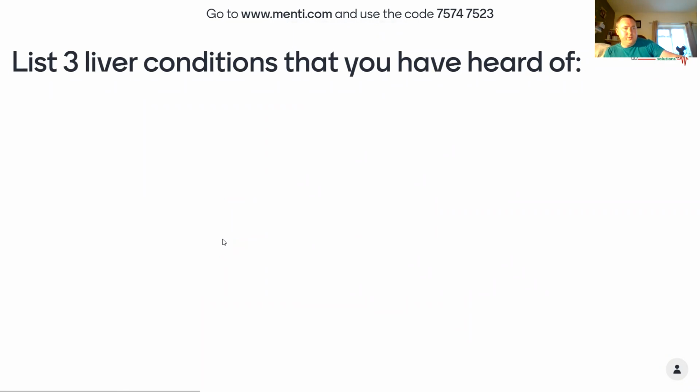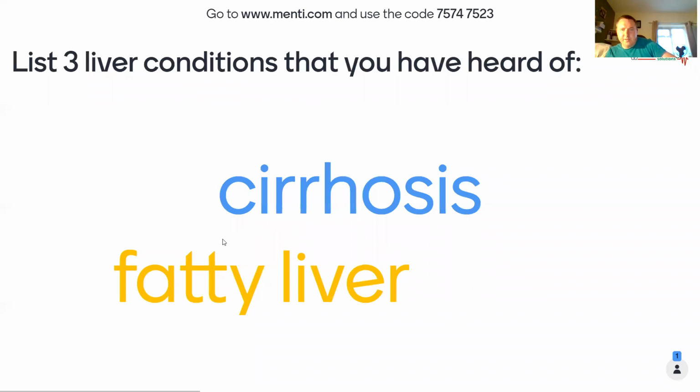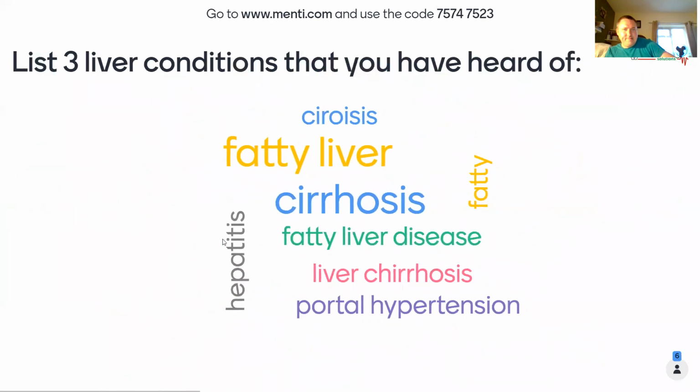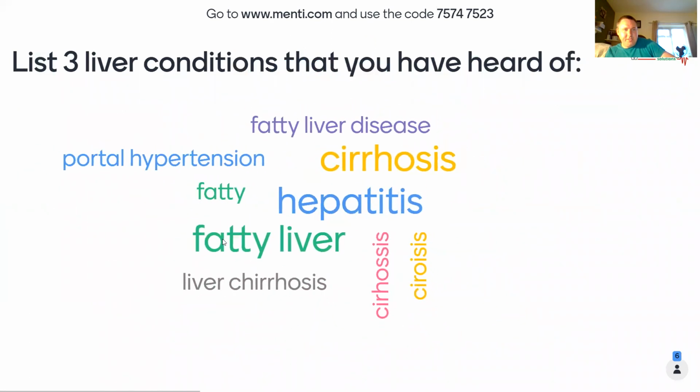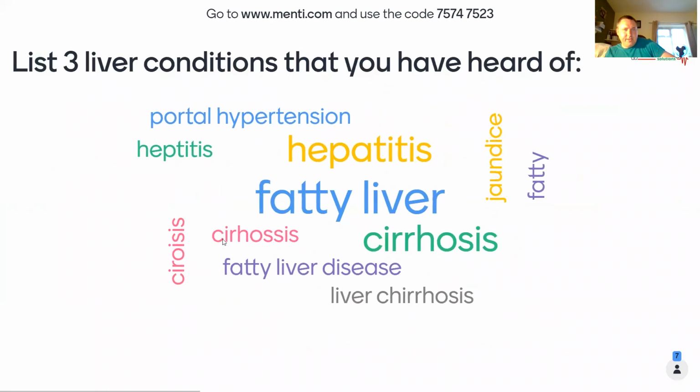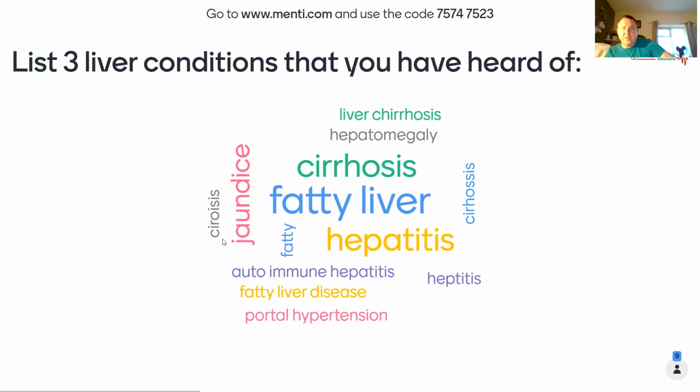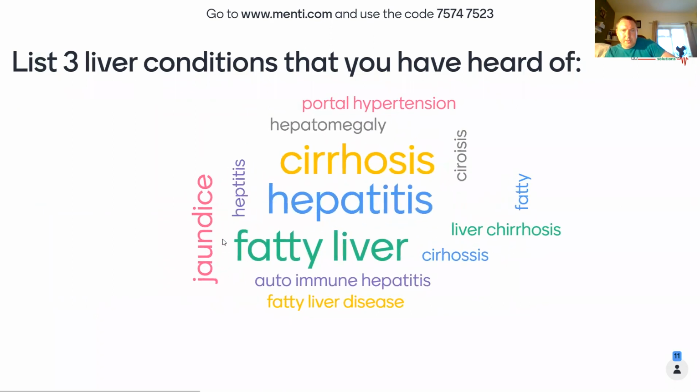So think of what can cause liver problems. Cirrhosis, fatty liver, good, well done. Fatty liver, portal hypertension, oh, very good, very good. Excellent, hepatitis, lovely. Jaundice. So jaundice is a side effect of a liver, an acute liver failure, really. Or chronic as well.